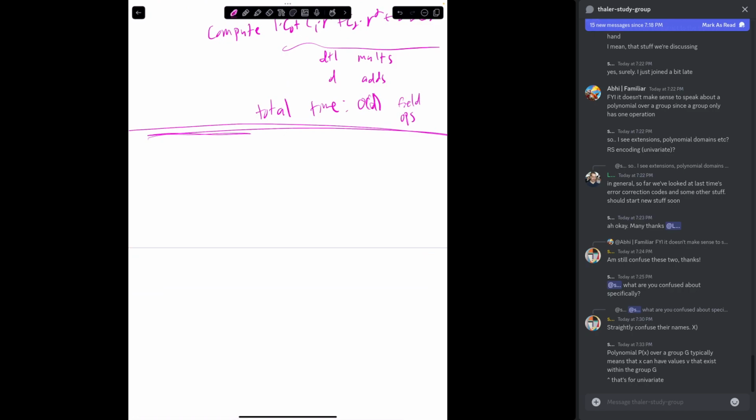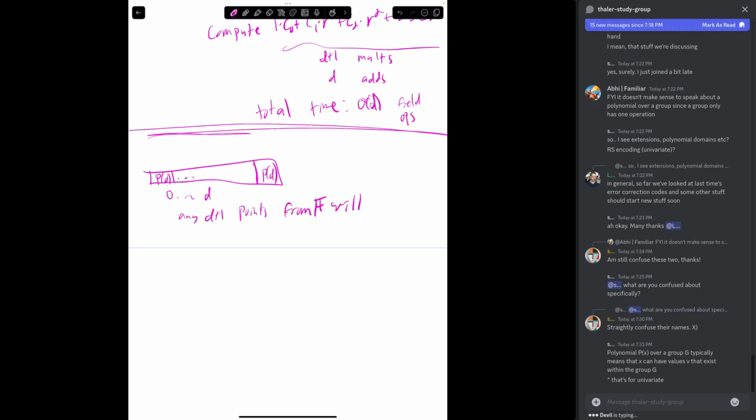Okay, so we're given P of 0 up to P of D. And by the way, it's more general. I don't really care that the inputs here are 0 up to D. Really, any D plus 1 points from the field will work.